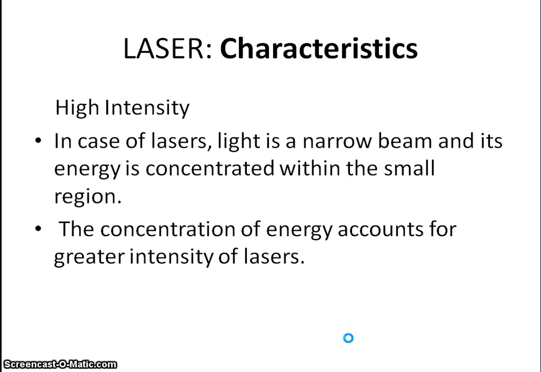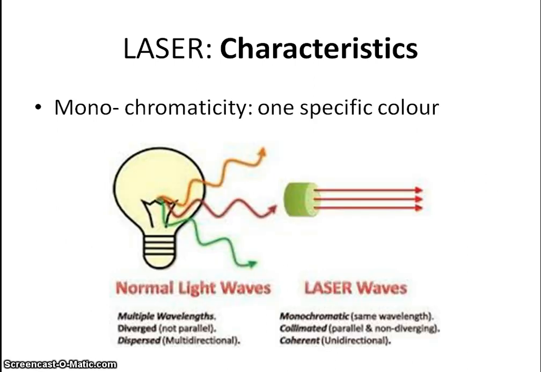What about intensity? In case of lasers, light is a narrow beam and its energy is concentrated within a small region. The concentration of energy accounts for greater intensity of lasers. What is monochromaticity? Single color. So this picture shows an ordinary bulb and a laser light. Ordinary bulbs give multiple colors. It is not monochromatic, whereas laser light gives out a particular color, so it is highly monochromatic in nature.